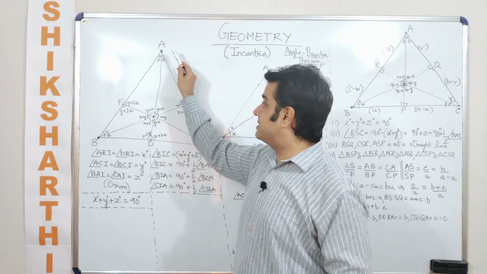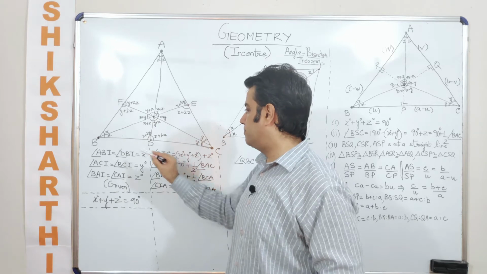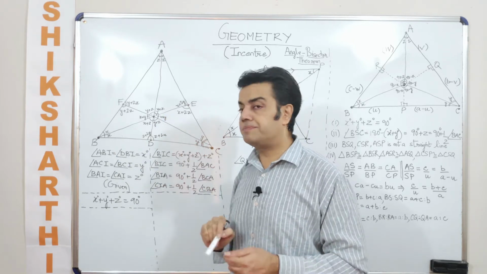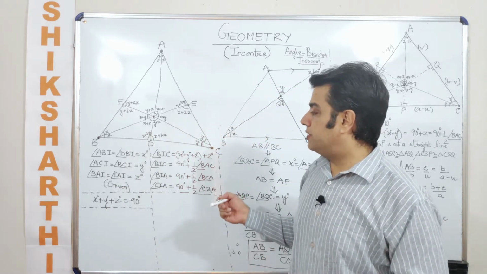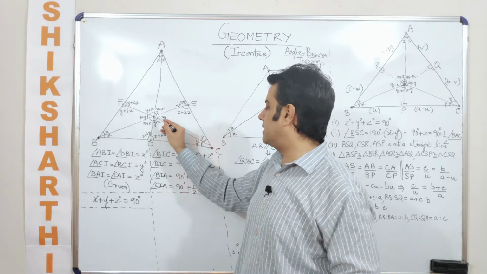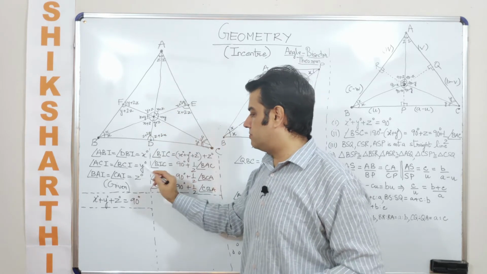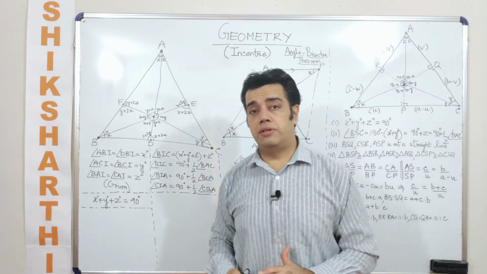Similarly, the angle ACI is the same as angle BCI, which we have taken as Y degrees. And last but not the least, angle BAI is the same as angle CAI, which we have taken as Z degrees. This is already given.